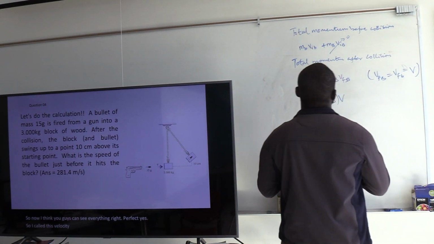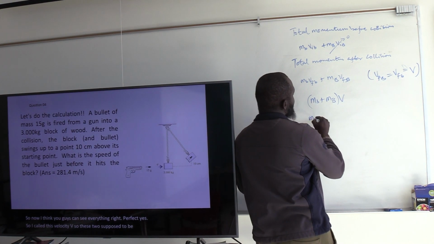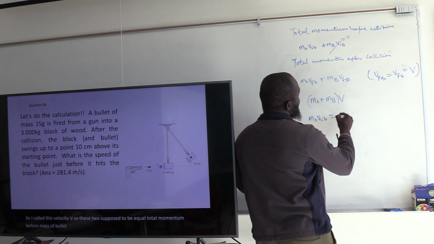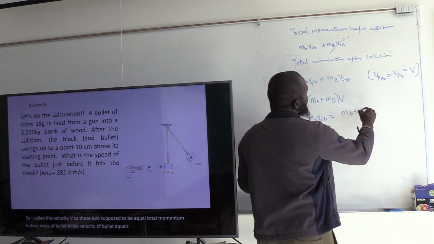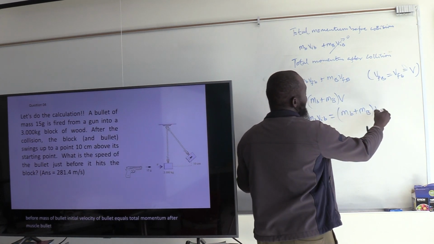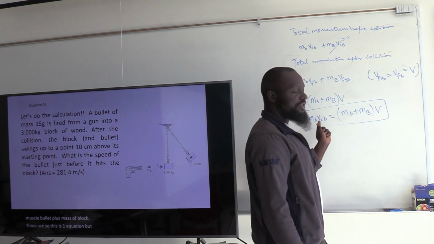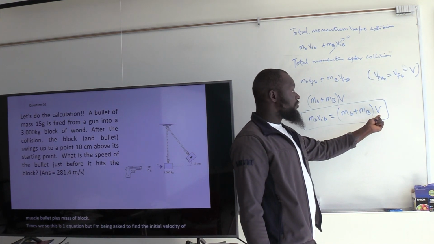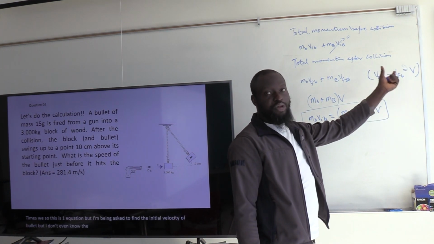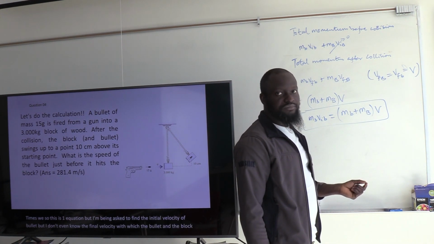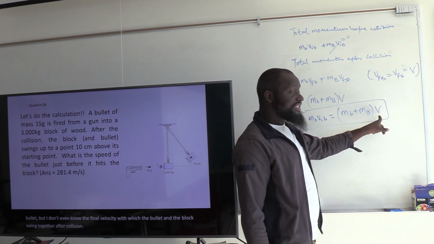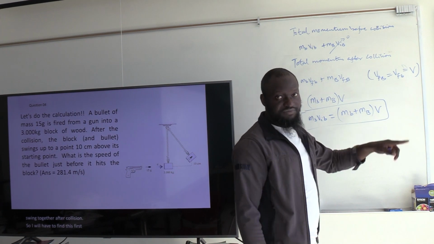So these two are supposed to be equal. Total momentum before, mass of bullet times initial velocity of bullet, equals total momentum after, mass of bullet plus mass of block, times V. So this is one equation. But I'm being asked to find the initial velocity of the bullet, and I don't even know the final velocity with which the bullet and the block swing together after collision. So I'll have to find this first, because I can get this from conservation of energy.